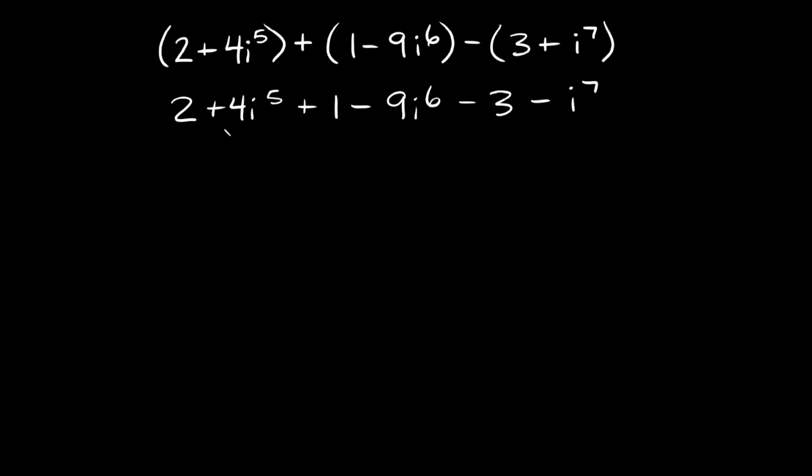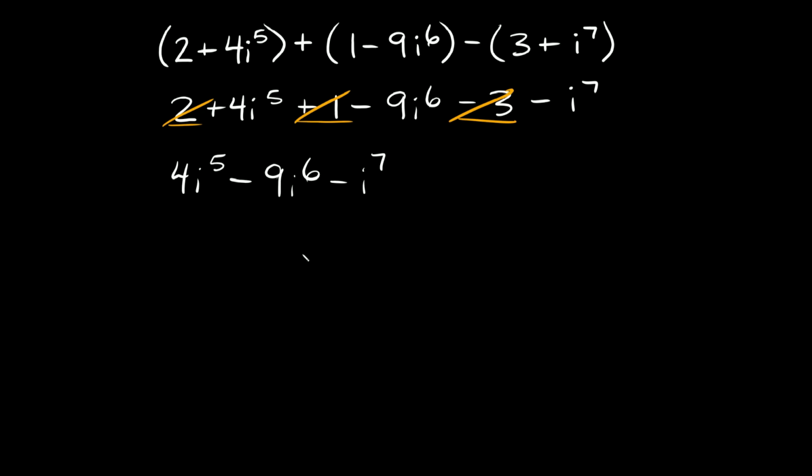Okay, now first let's combine some like terms so we can simplify this a little bit. So let's just do the numbers. Here we have a 2, a 1, and a negative 3. So 2 plus 1 is 3, and then 3 minus 3 is equal to 0, right? So these all just go away. So then we're just left with the imaginary numbers, 4i to the fifth minus 9i to the sixth minus i to the seventh.